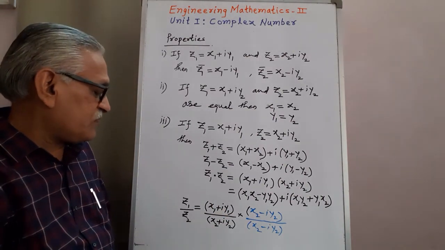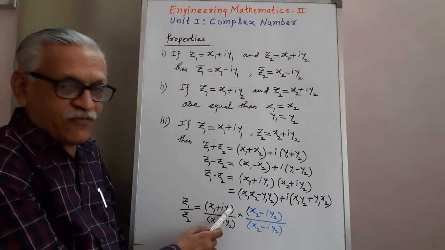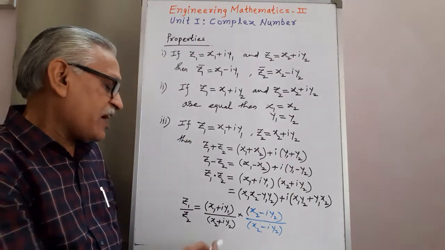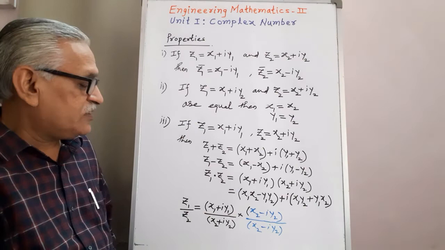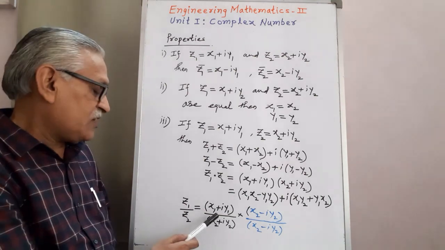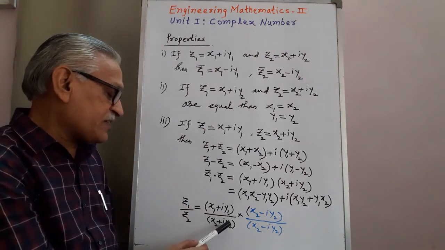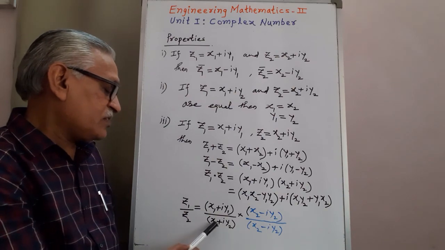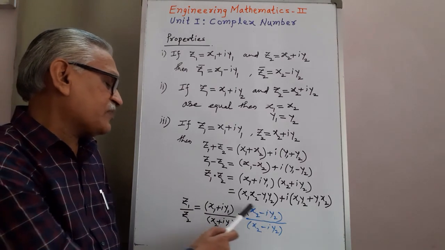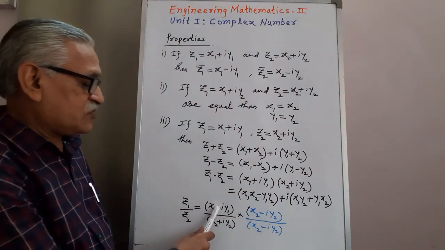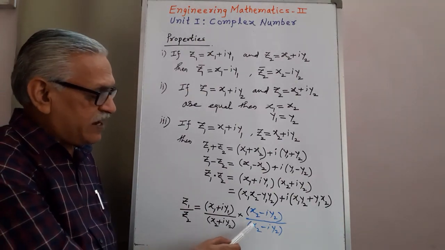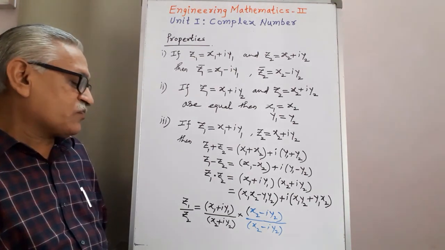And then the division of two complex numbers: x1 + iy1, the first complex number, divided by the second complex number x2 + iy2. To simplify it, we have to multiply and divide by the conjugate of the second number. The conjugate of that is x2 minus iy2, divided by the same number x2 minus iy2. Then perform the multiplication of the two brackets term by term, and in the denominator we have (a plus b) and (a minus b), whose product is a square minus b square.